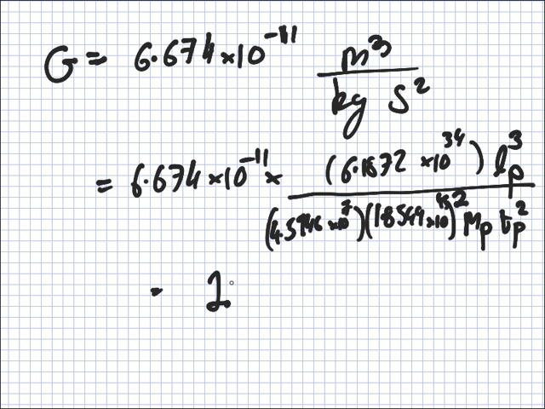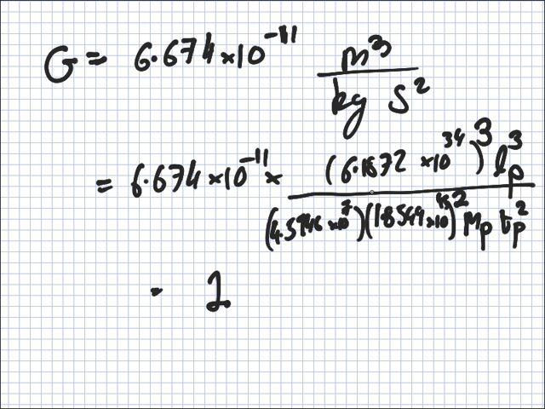You didn't get 1? Can I check on the calculator? Okay. Let's see. Right. 6.674 times 10 to the power of minus 11 times, I forgot I need to cube this, 6.1872 times 10 to the power of 34 over 4.5946 times 10 to the power of 7 times 1.8549 times 10 to the power of 43 squared. Math error. Ah, I know why. Too big.